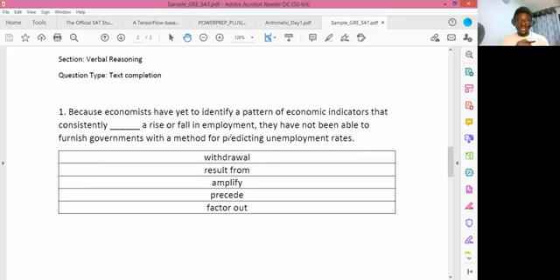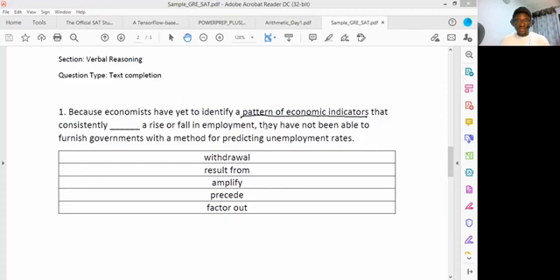Now, question one says, because economists have yet to identify a pattern of economic indicators that consistently blank a rise or fall in employment, they have not been able to furnish government with a method for predicting unemployment rates. So, what are our keywords here? Or what was a clue? Now, a pattern is what economists have been unable to identify, a pattern of economic indicators, okay, which consistently dash a rise or fall in employment.